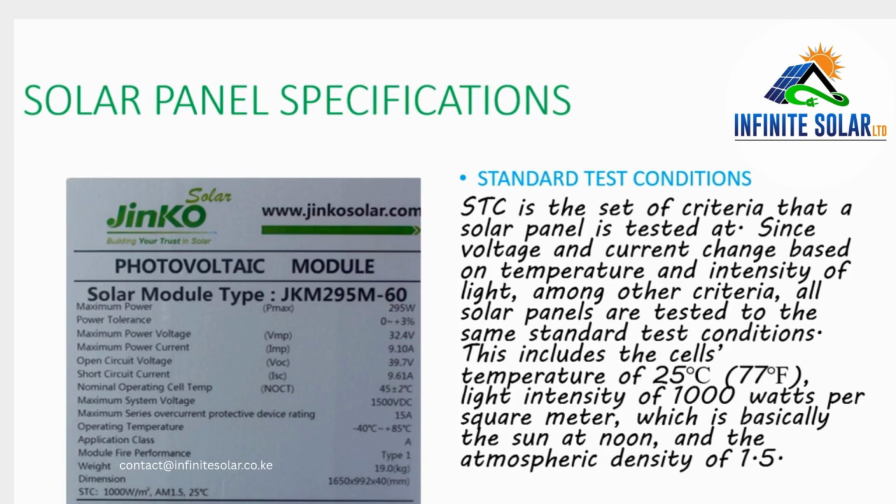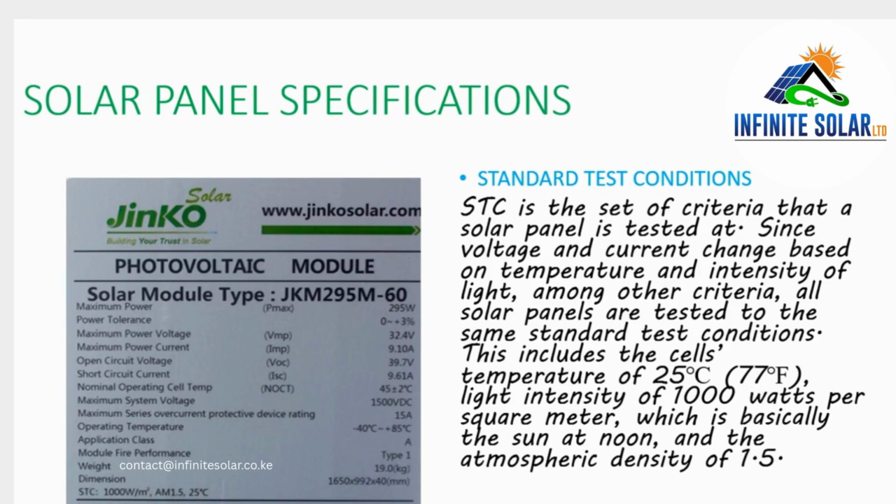Now, to come up with these specifications, a panel needs to be tested under specific conditions. And normally, a panel is written at the back plate on which conditions it was tested at. Now, the standard test conditions are a set of criteria that a solar panel is tested at. Since current and voltage change based on temperature and intensity of light, among other criteria, all solar panels are tested to the same standard conditions.